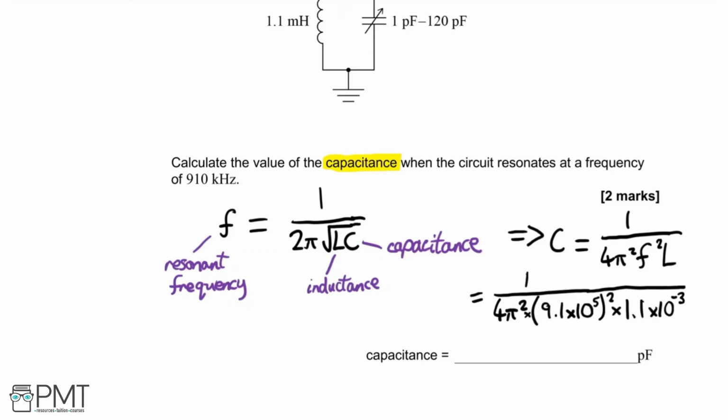And that will give us a value of 2.78 times 10 to the minus 11 farads, which in picofarads is 27.8. So in terms of marks for this question, your first mark will be for the correct substitution of values into a correctly rearranged equation, and your second mark will be for getting the correct answer at the end. So 2 marks there.